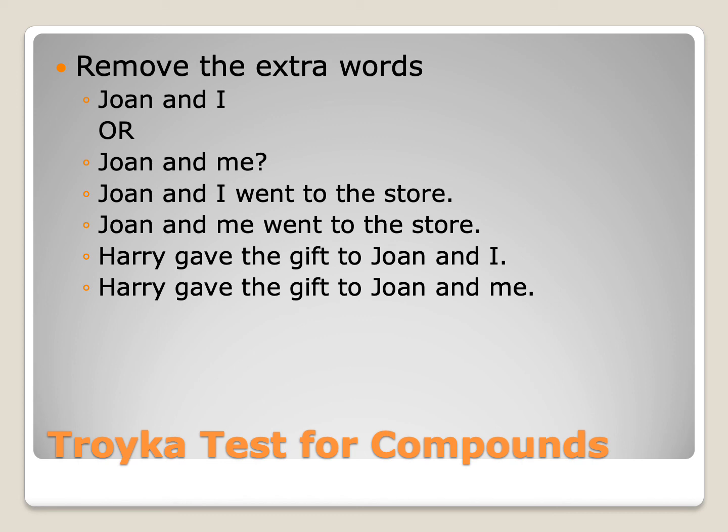Harry gave the gift to Joan and I, or Harry gave the gift to Joan and me. So a lot of times people will say Joan and I. But here, Harry gave the gift to Joan, Harry gave the gift to I. That doesn't make sense. Harry gave the gift to Joan, Harry gave the gift to me. So it's the second one here. Get this down, and you should never have any problems with this again if you understand how this works. Break it into 2 sentences, and then see the pronoun by itself, see which one works.